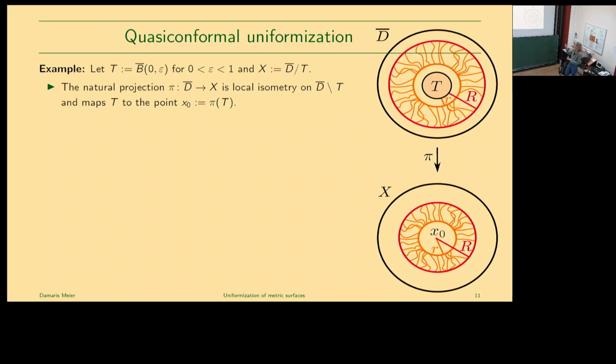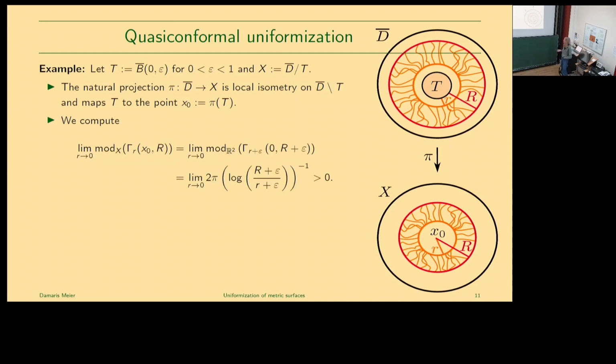And we consider the projection map pi from the disk to our metric space S. And this is a local isometry everywhere outside of this small ball that we collapsed. And it maps this small ball to just one point, x0. So now what we do is we consider the curve family connecting a ball of radius small r to the outside of the bigger ball of radius big R around this point x0.